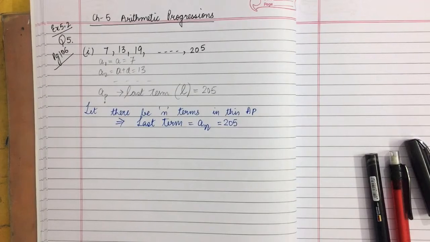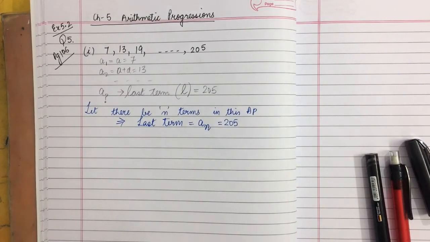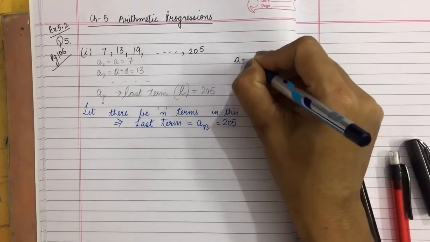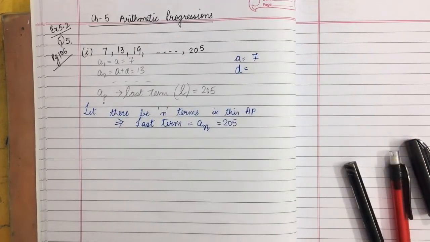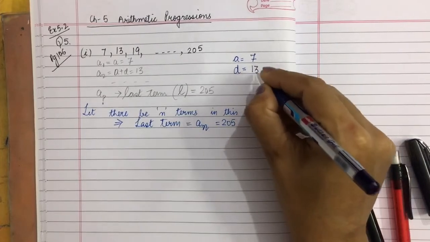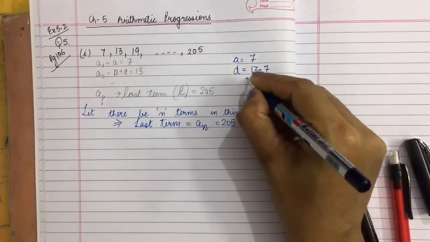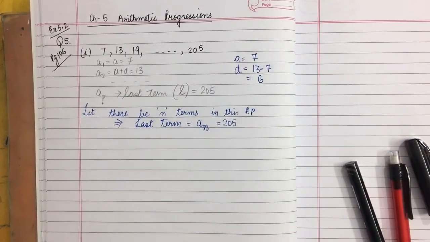Now, as I told you earlier, whenever you have been given an AP, always write down the value for A and D. That's what I'm going to do here. The first term is 7, and the common difference can be obtained by subtracting any two consecutive terms. So let's subtract the first term from the second term. The common difference is 6.